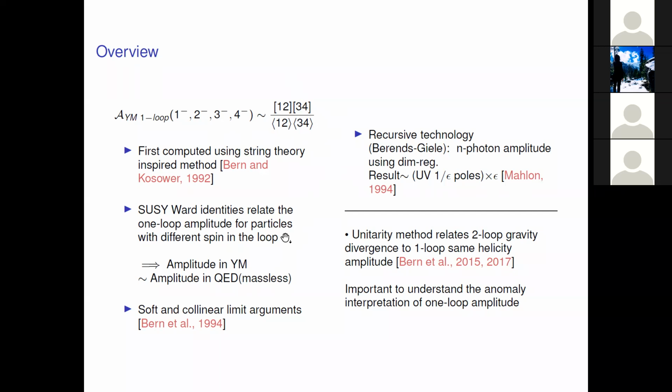Later on, this result was also conjectured by soft and collinear limit arguments, and then by recursive technology. Mahlon devised a method of recursion, using a recursion relation of Berends-Giele to relate the n-photon amplitude, and the result comes with a factor of the UV one-over-epsilon pole times epsilon. So this result is related to dimensional regularization, and was calculated in dimensional regularization. The unitarity method relates the two-loop gravity divergence, as I said, to the one-loop helicity amplitude, and that is why it is very important to understand the interpretation of this amplitude.